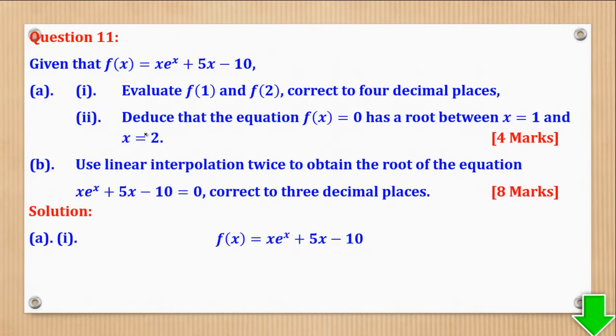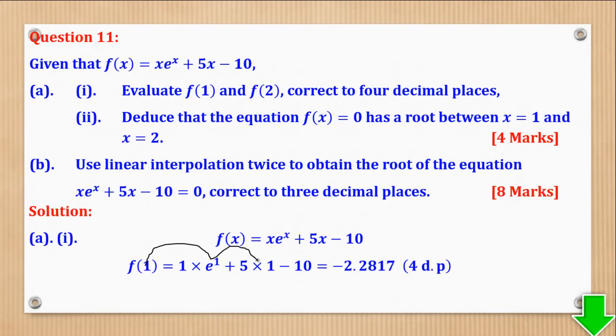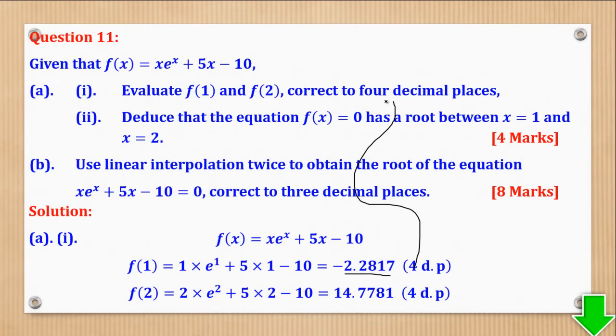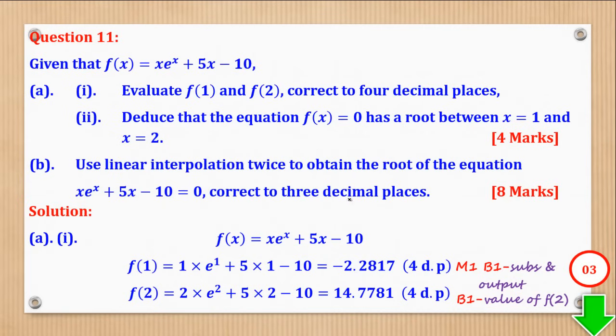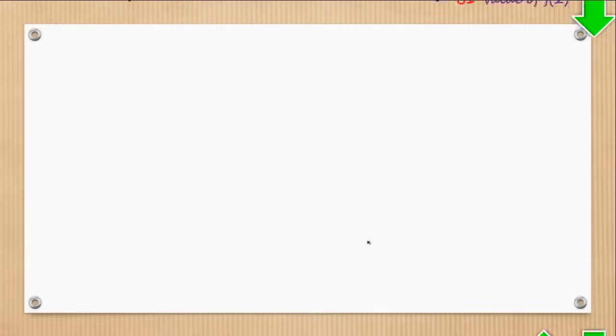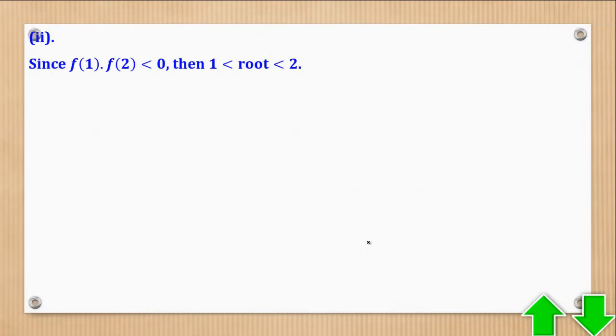For Roman 1, physical substitution is needed. Some of you are funny because calculators nowadays can do this at once and get the final answer, but in this question we need physical substitution and we need strictly 4 decimal places. Then Roman 2, they wanted you to deduce. Deducing means change of sign. So I'll say that since the product is less than 0, then there's a root, and that's what they wanted.